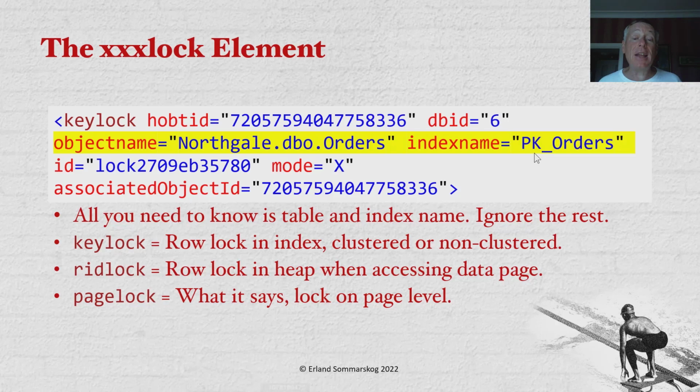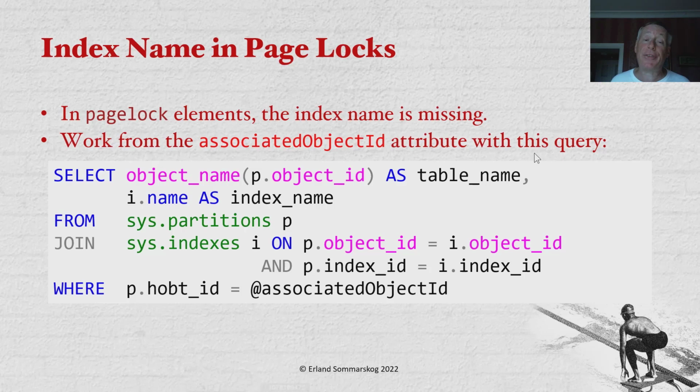It can also read page lock. Well, that is a lock on page level. And object lock, that is a lock on table level. There are a few more possibilities, for example, metadata lock and the more esoteric ones that I will not cover here. I said that you didn't have to look at the other ones, but for page locks, the index name is missing. So you can take the associated object ID and look up the index name with a query. And yes, you often need to know the name of the index to understand the deadlock. So you're joining sys.partitions with sys.indexes, and you have the object ID is the associated object ID, and eventually you get back the index name.